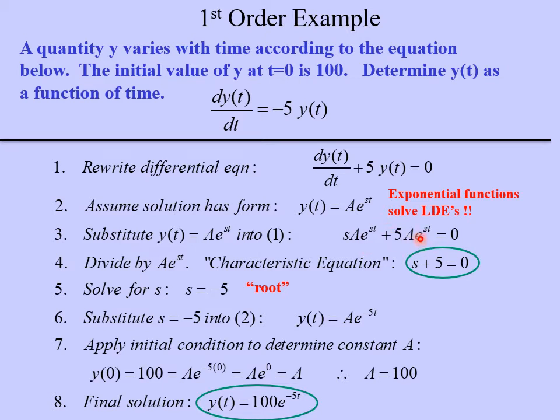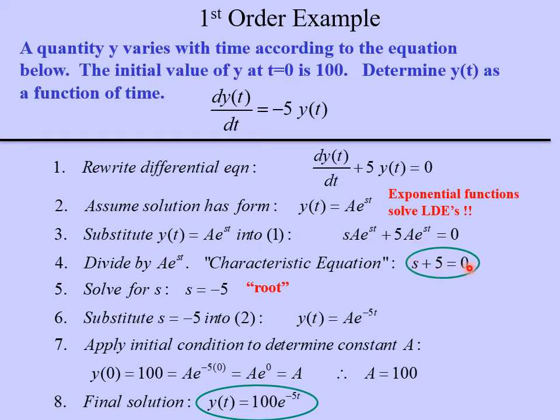So we can cancel that out. Later on I'm going to show you how to do this without even writing the e to the st, but for now let's just put it in there, and we notice that it cancels. Also notice the a cancels out, right? They both have an a in it. So we can divide left and right side, everything by a times e to the st, and what results is a very simple equation. It's s plus 5 equals 0.